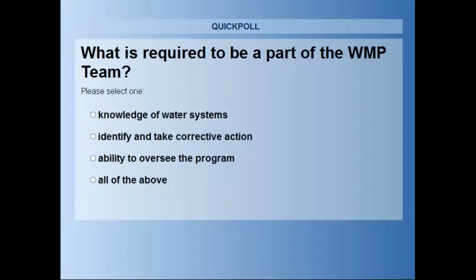The question is, what is required to be a part of the WMP team? A, knowledge of water systems. B, identify and take corrective action. C, ability to oversee the program. And D, all of the above.